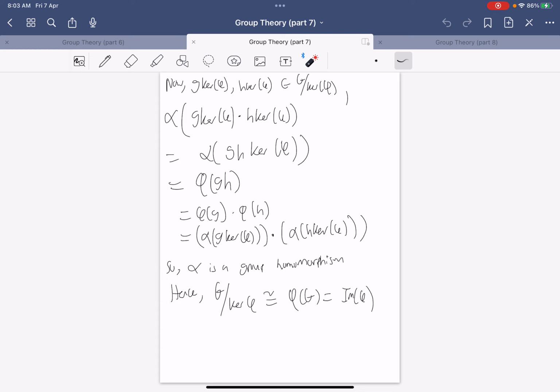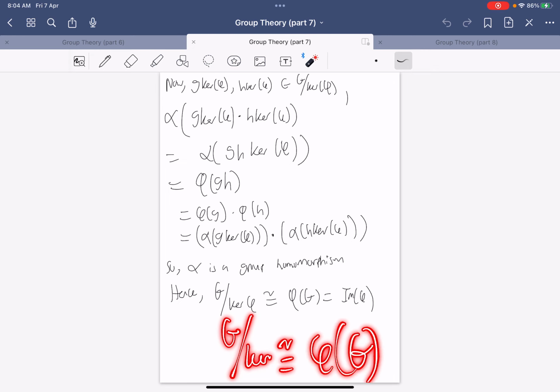So the last thing to check is that this bijection we're trying to get is also a homomorphism. So what we need to do is take two elements in the coset, apply the group operation to them, take the image, and show that the image respects the group operation. And because alpha is a group homomorphism, these two are isomorphic to each other. And so we're just saying that G quotient by the kernel will be isomorphic to the image.